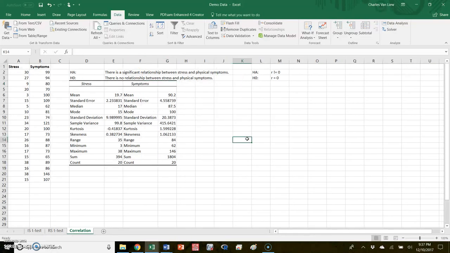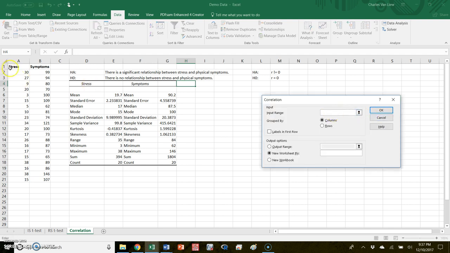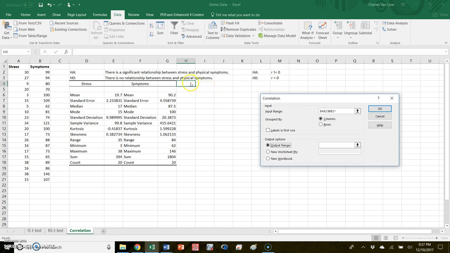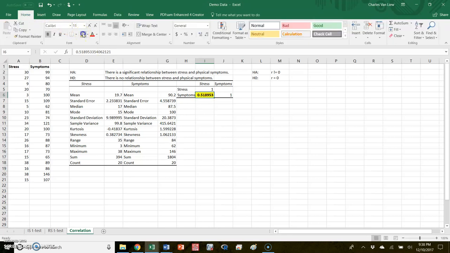Now what we want to do is perform a test to see whether or not they're related. The easiest way to do this would be to use the regression function. There is also a correlation option that we can perform here, and we'll look at both. Under correlation, we would grab our data that we're going to input, and it's grouped by columns. We're going to put our output right next to our descriptives and hit OK. Column one would be stress and column two would be symptoms. We get a correlation value right here. This is the relationship between stress and symptoms, and this is Pearson's value.